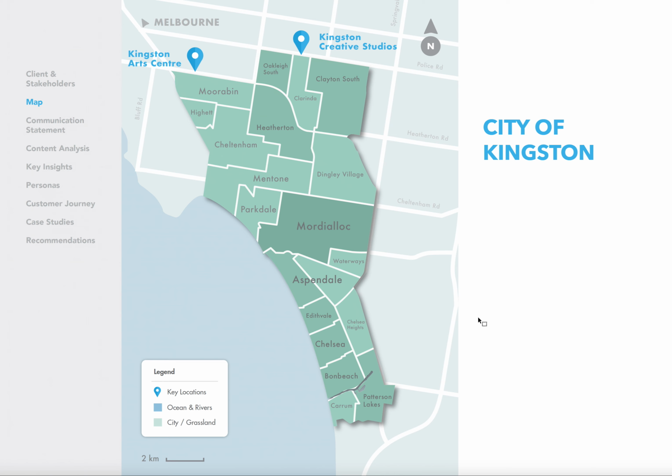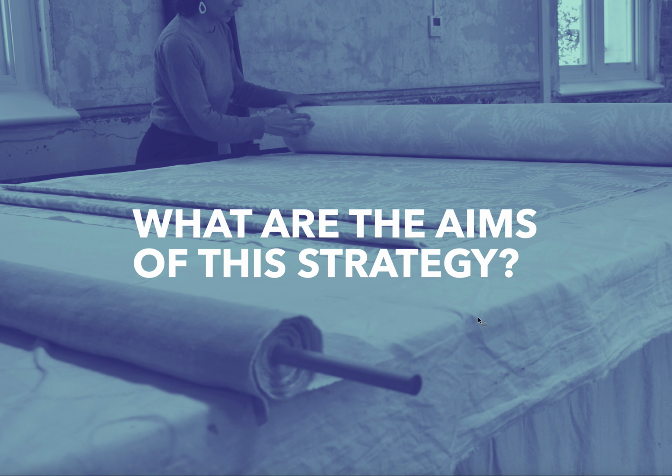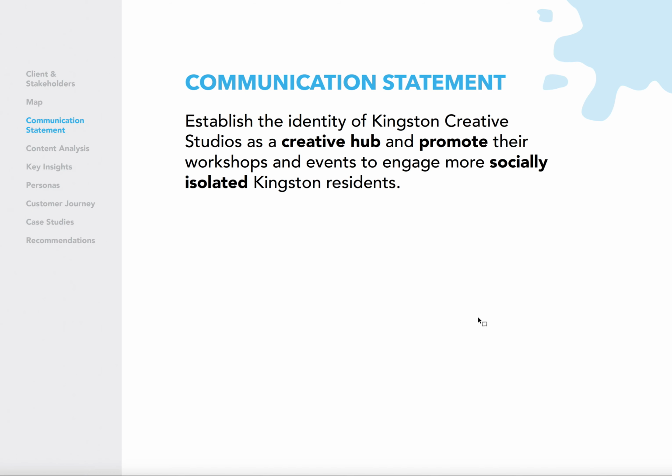So the main thing we've noticed is that there are two main creative spaces within the city of Kingston. So there's the Kingston Arts Centre and Kingston Creative Studios. So what are some of the aims of the strategy? So now we're going to talk about the communication statement.